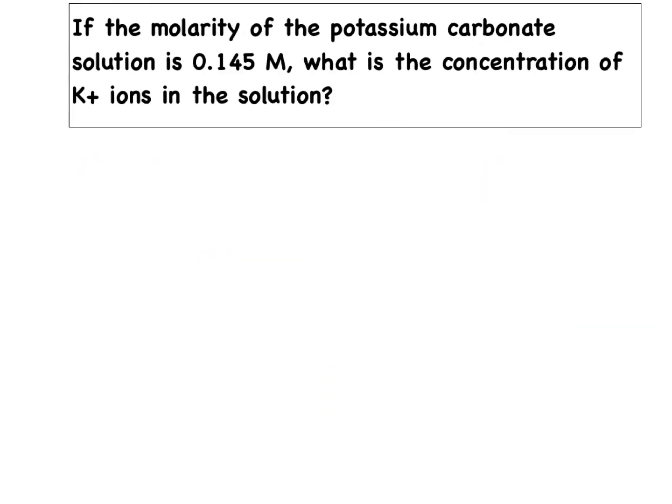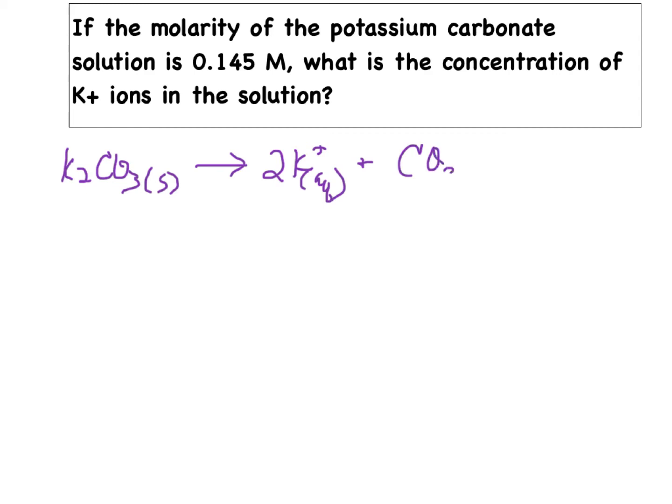Sometimes it's necessary to know the concentration of ions in solution. So if the molarity of the potassium carbonate solution is 0.145 molar, what's the concentration of potassium ions in the solution? Well, we know potassium carbonate is an ionic compound. It's a soluble salt. And so what happens when we put solid potassium carbonate into water is that it is going to dissociate into its respective ions, and it's going to form 2 potassium ions and 1 carbonate ion for every formula unit of potassium carbonate.